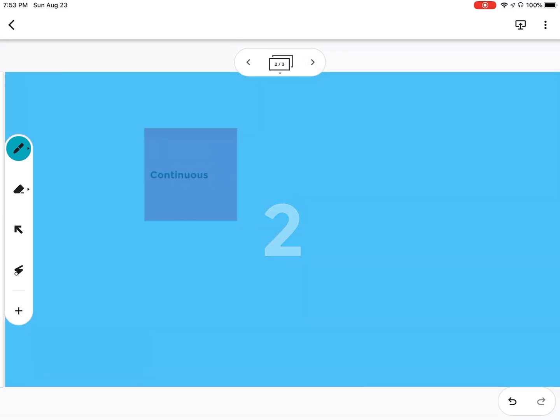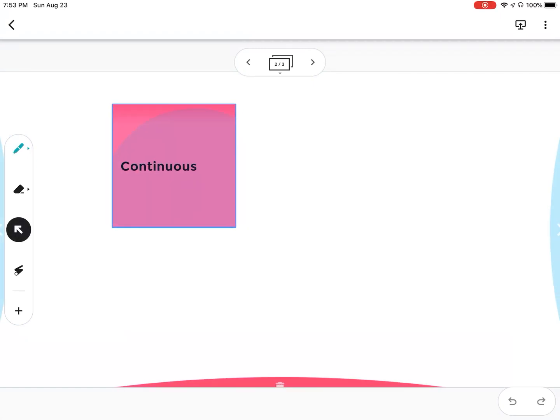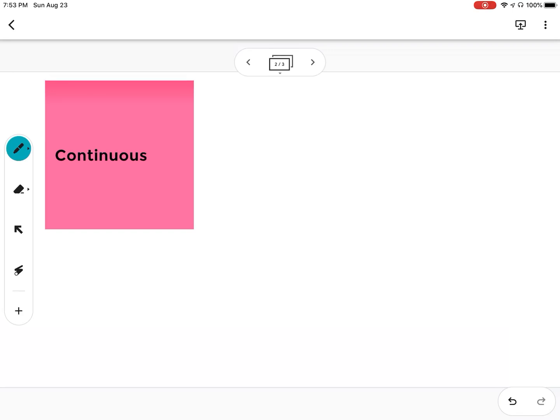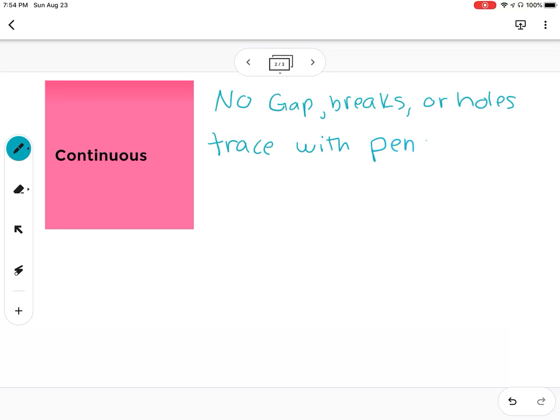Okay, so we'll start with continuous. So a graph is continuous if there's no gaps, breaks, or holes. Basically, if you can trace it with your pencil and not have to pick it up, then it's continuous.